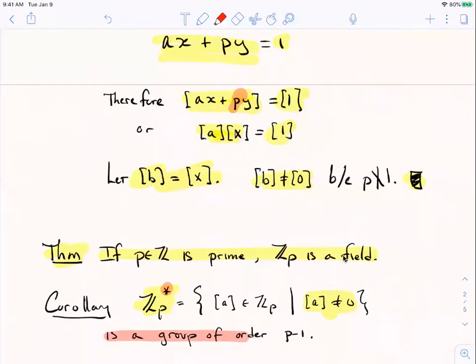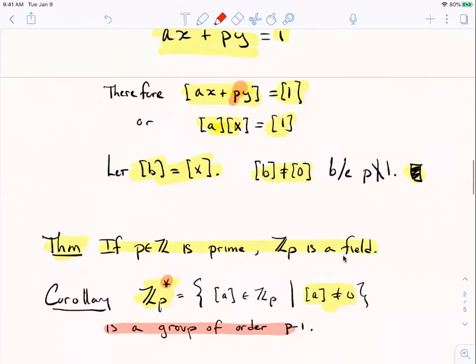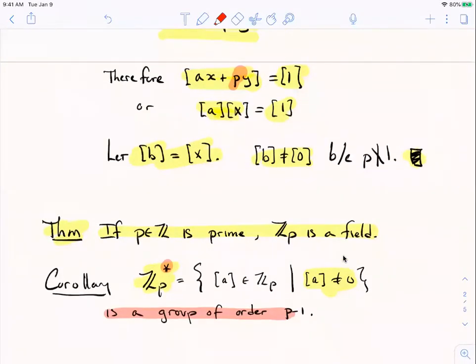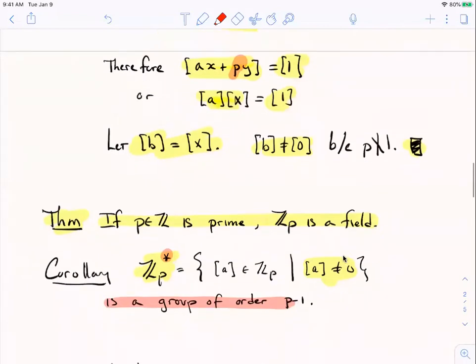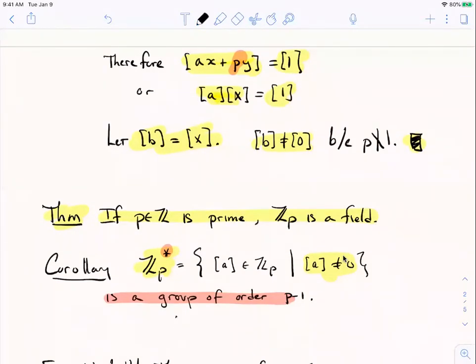They form a group. They form a group because why? Every non-zero element of ZP is a unit, so every non-zero element has an inverse. The multiplication operation is associative, and so on and so on. So it forms a group of order p minus 1. ZP star, oops, sorry, has p minus 1 elements in it because we're throwing out 0. Sorry, my tongue is dripping all over the place in this video.